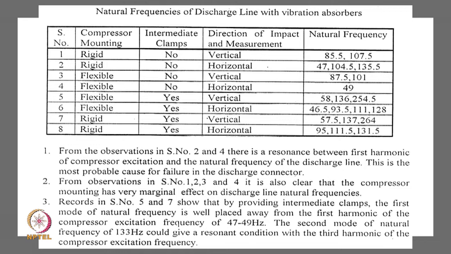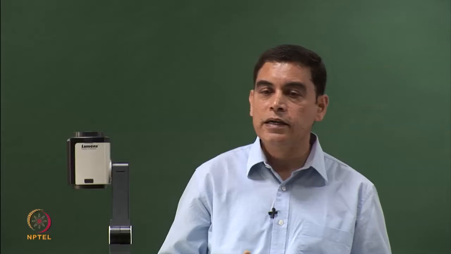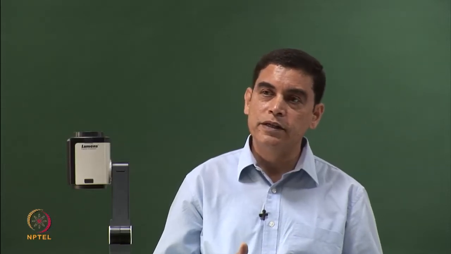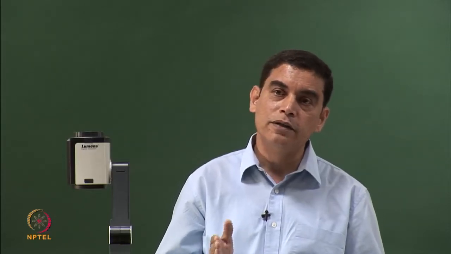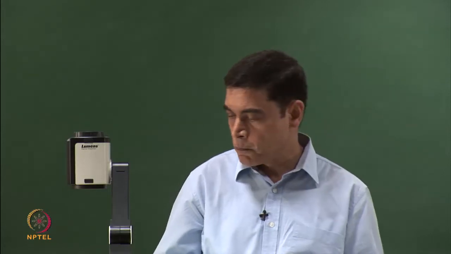Now if we put in clamps, which is serial number 5 and 7, flexible mounting with the clamps, the first mode of natural frequency is well placed away from the first harmonic of the compressor excitation frequency. The second mode of natural frequency could give a resonant condition with the third harmonic of the compressor excitation frequency. So the crude method of just putting a clamp was not resulting in enough separation between the compressor excitation frequency, first harmonic, second harmonic, third harmonic, and the natural frequency of the tube.